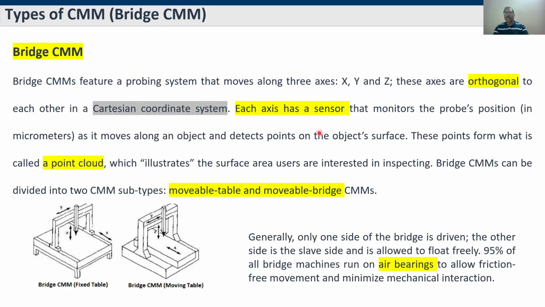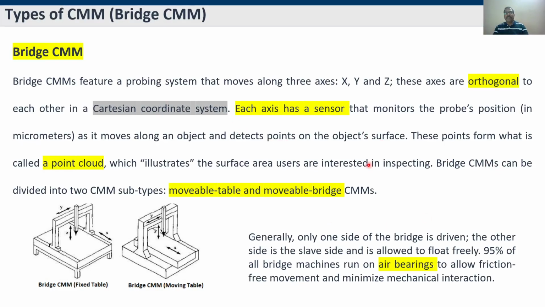Then using these points, we can prepare a point cloud. That point cloud, a collection of points, can represent or illustrate the surface we are measuring. Then we can process it for further operations. Either we can measure it, or we can compare or gauge it against the existing one. So this is what it does.